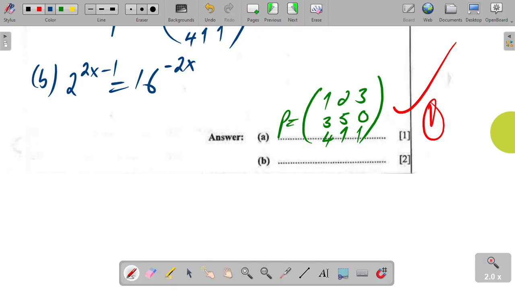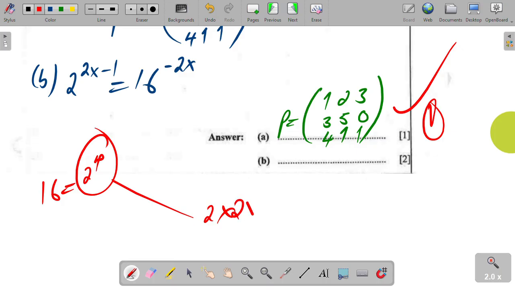Okay, so the first step that we're going to do, we're going to convert this 16 to base 2. What we mean by 16 to base 2, this is what we mean. Okay, we're going to write 16 this way. 16 is equal to 2 to the power 4, meaning 2 times 2 times 2 times 2.